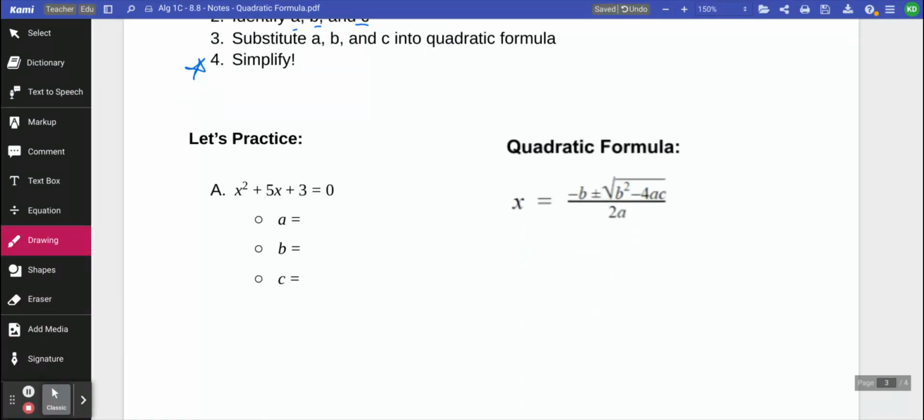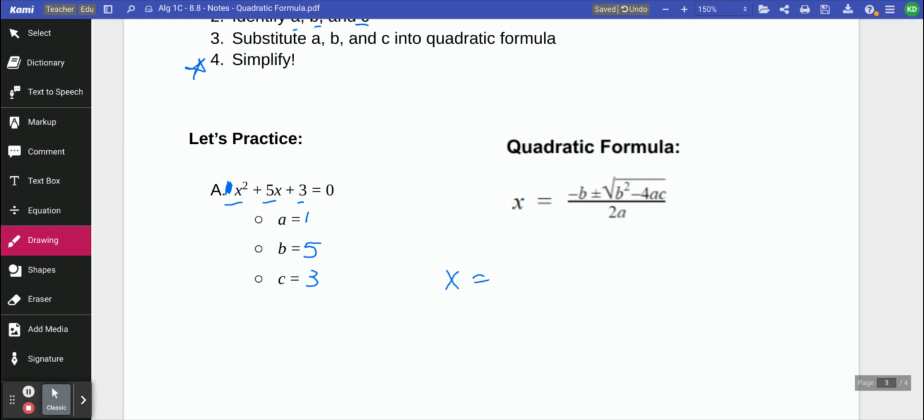So first thing we need to do is identify A, B, and C. Remember, A, when we just see x squared, is really 1. B is 5, and C is 3. And you can see how these are all positive. The signs do matter, but we only have positive numbers here. If they were negative, we would write a negative number. So now I'm going to substitute those in for A, B, and C.